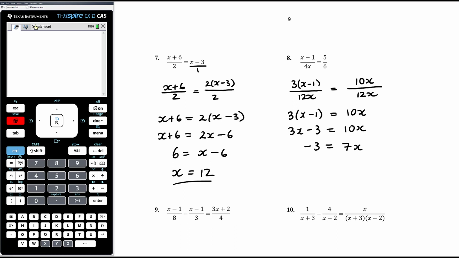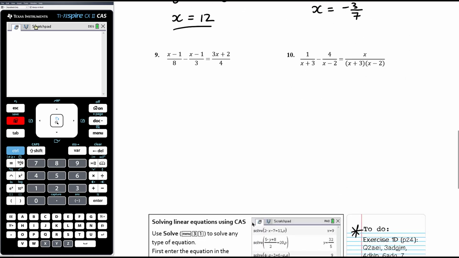Collecting our like terms, I'm going to subtract 3x from both sides, so negative 3 equals 7x, and then I'm dividing both sides by 7. A lot of students make the mistake at this point, and they get confused about whether they're doing 7 over 3 or 3 over 7, okay? It's about thinking about the maths and not just shuffling numbers around. In order to get x on its own, I must divide by 7, so I'm going to be dividing negative 3 by 7, okay? So x will be negative 3 on 7.